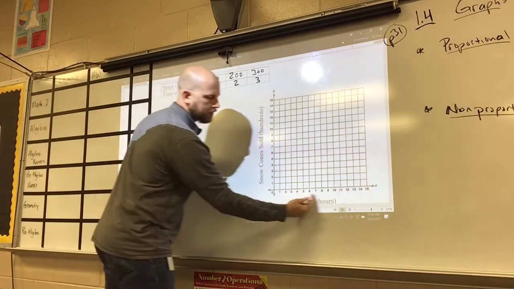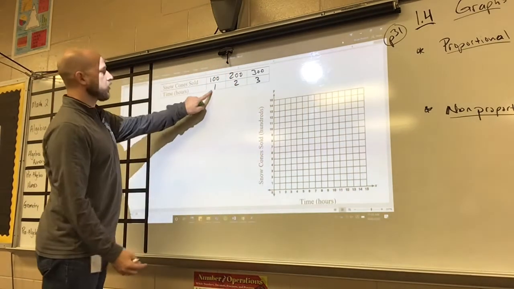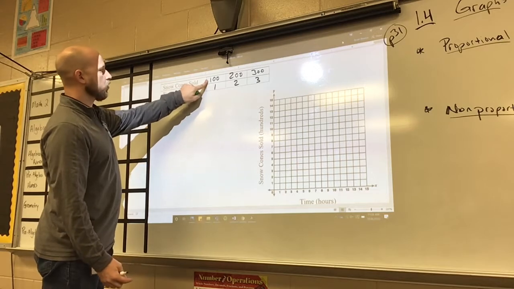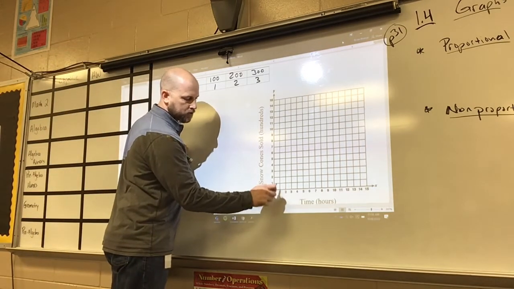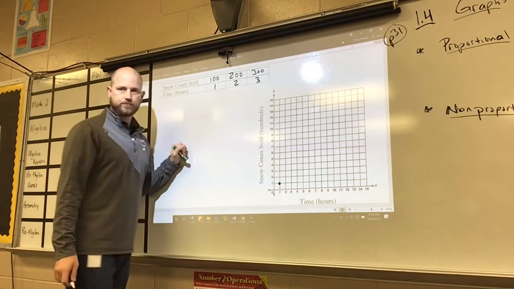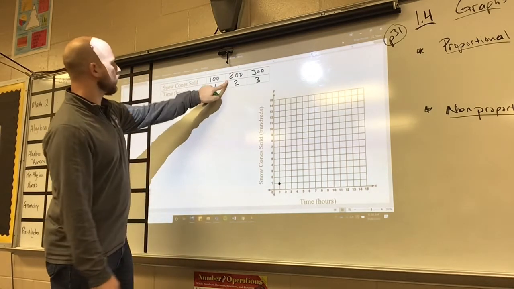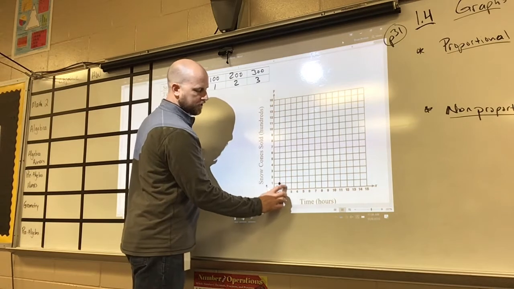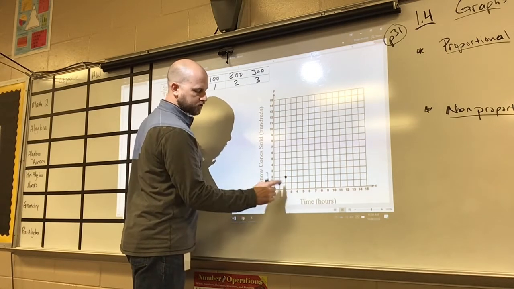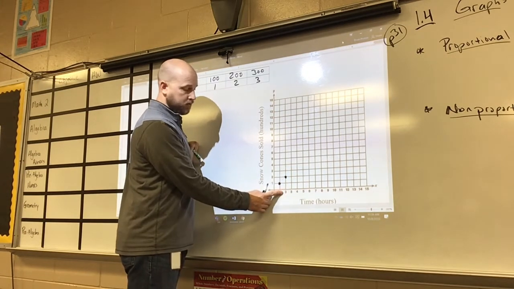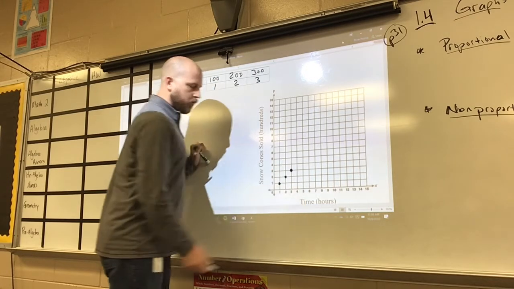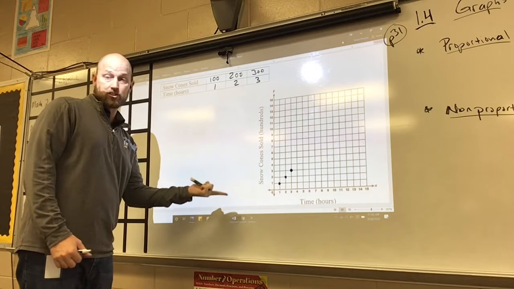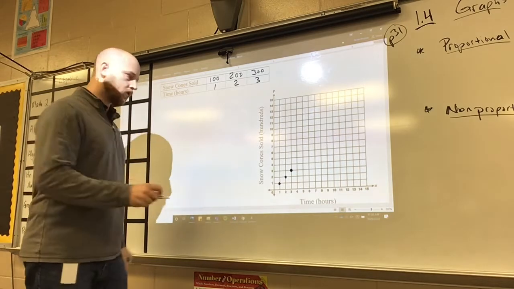And of course, the times on the bottom are how many hours. In 1 hour, they sold 100 cones, so you go over to 1 hour, go up to 100, and put a point. Next, 200 snow cones sold after 2 hours, I apologize, and then 3 and 300. We can tell without connecting the dots that this is going to be a straight line, but let's go ahead and do that.